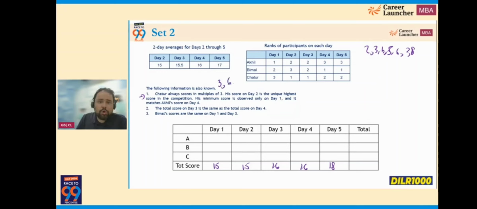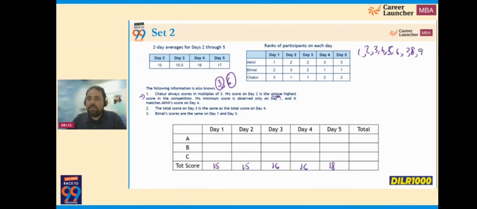His score on day 2 is the unique highest, so day 2 का unique highest 6 हो जाएगा. His minimum score is observed only on day 1, so only on day 1 3 होगा. Highest score भी है, वो भी unique है, day 2 में हो गया, तो rest of the days what will he score? The moment you treat this data, you understand CAT made an error. They did not want to say between 1 and 9, they wanted to say from 1 and 9. So the actual will be from 1 and 9.